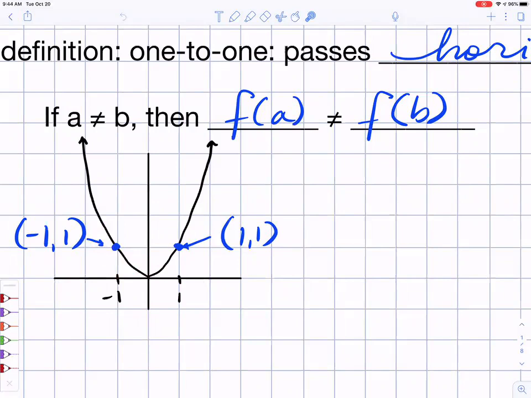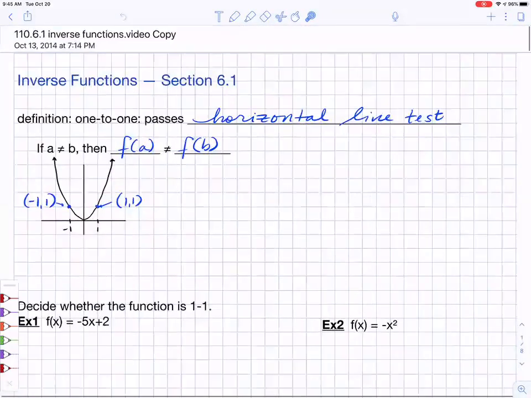And you say, well, Ms. Roberts, I can look at it and tell you it's not one-to-one. It doesn't pass the horizontal line test. And you're correct. So what's on the screen here is a geeky way of saying it doesn't pass the horizontal line test. So that's the concept of one-to-one.